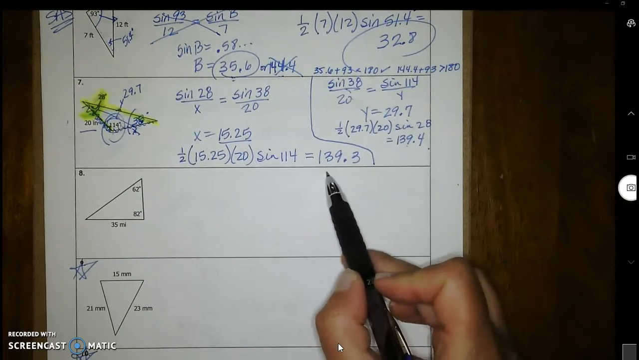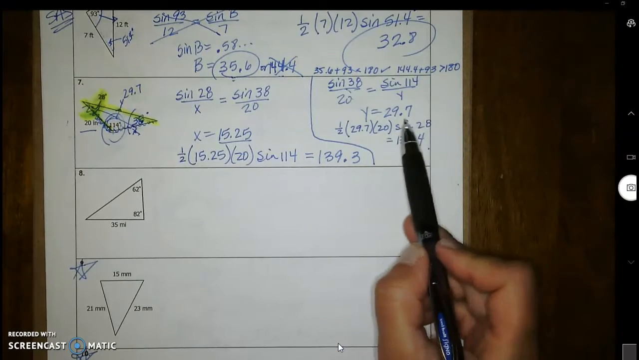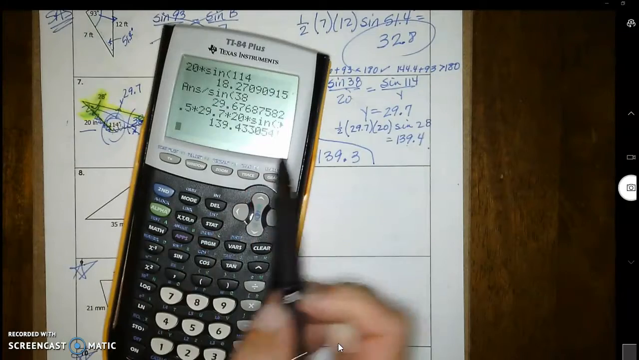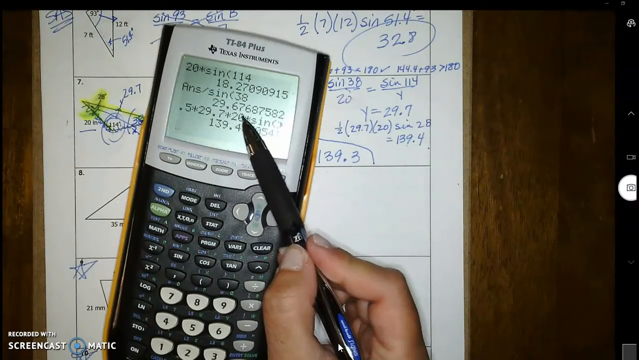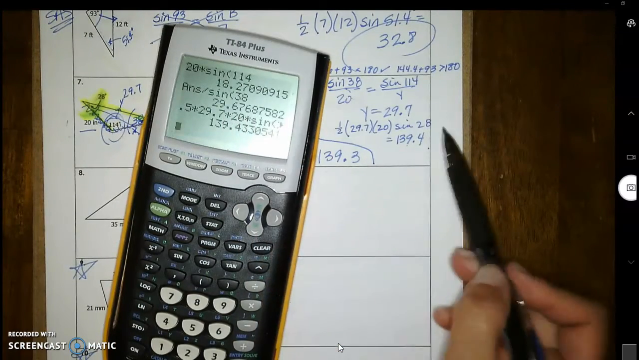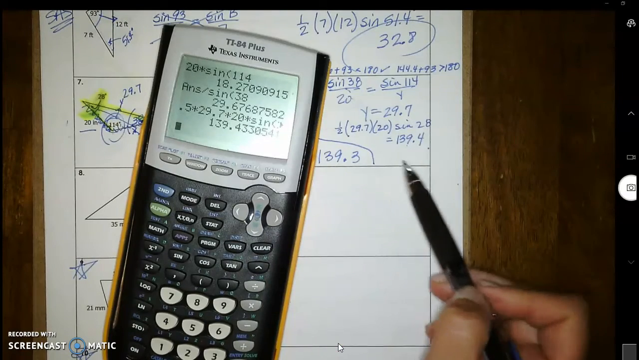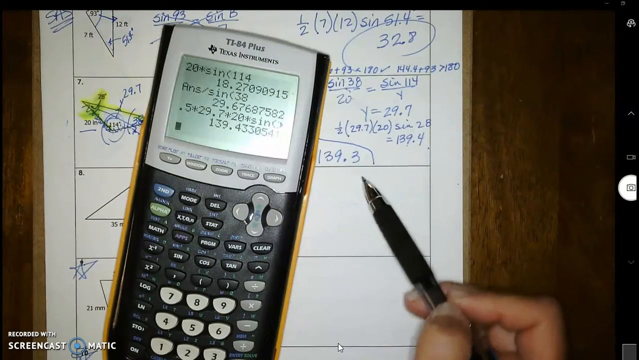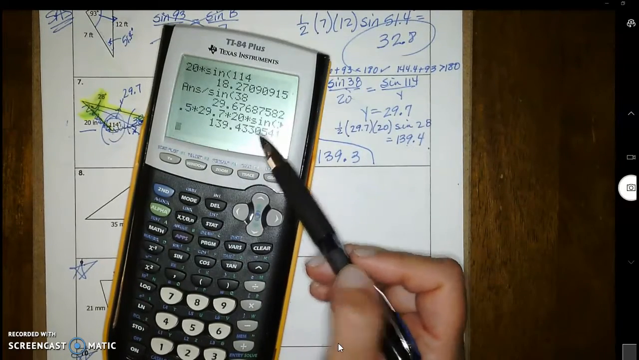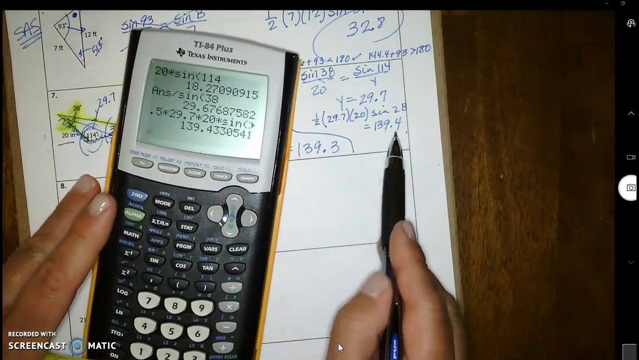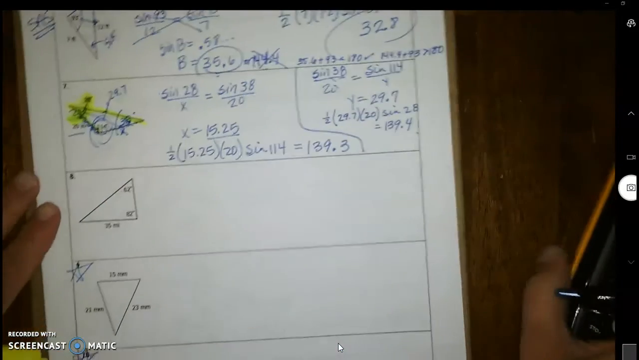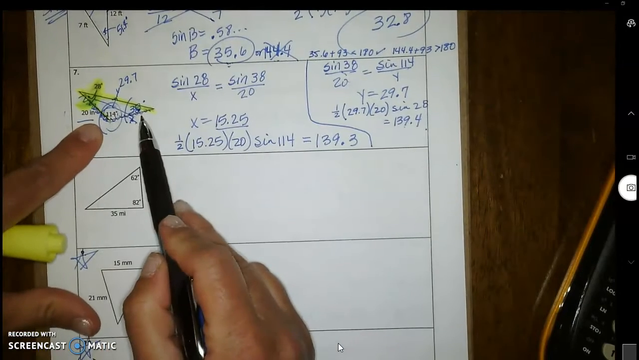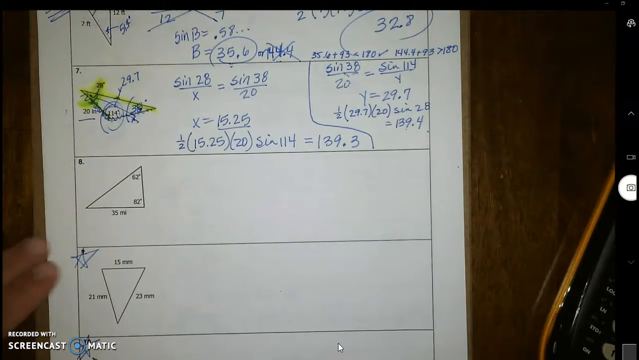Now, it's not exact because I rounded the 29.7. As a matter of fact, in my calculator, you can see it. It should have been 29.6768, right? And so I rounded a little bit, and that is part of the reason why this number is not exactly identical to this number. It's just a rounding issue, but it doesn't matter. If you're finding the area of the triangle, that area of that triangle is not changing, okay?